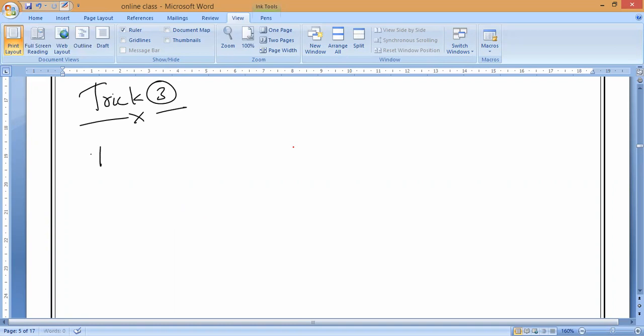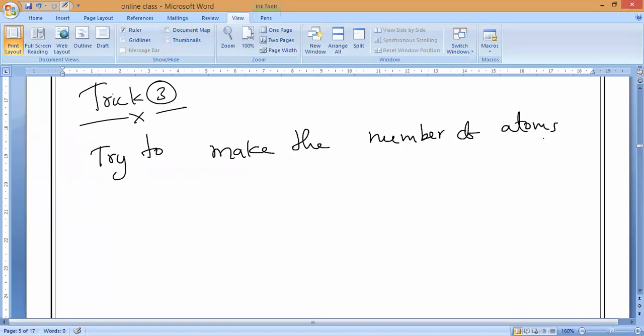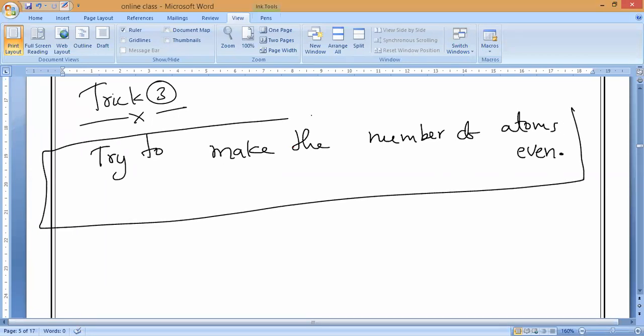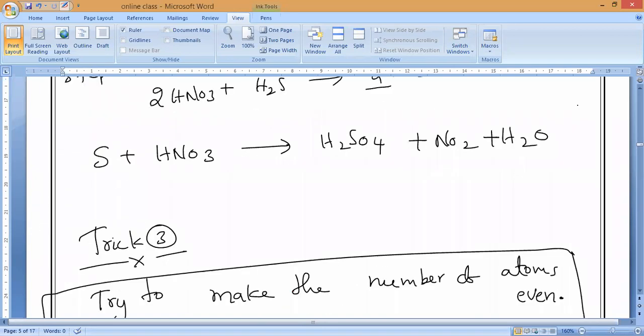Now here the trick is to try to make the number of atoms even. Understand, everybody? Laksha, Ishali, try to make the number of atoms what? Even. What do you mean by even? Anyone? What do you mean by even, guys? Even number, multiples of 2. The 2, 4, 6, 8, 10. Yeah, multiples of 2, sir. Understand, brothers?